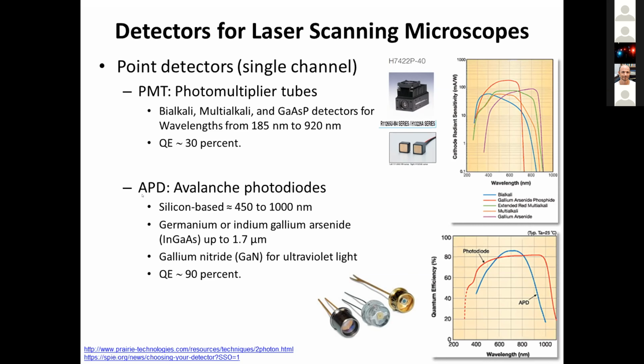Then we have the Avalanche Photodiode that can also cover a long range, like the PMTs, depending on the material that we place in the active detector. And the most important thing is the quantum efficiency of those is very, very high, much better than the PMTs. You can see this in the response that we have at, for example, 600 or 650.